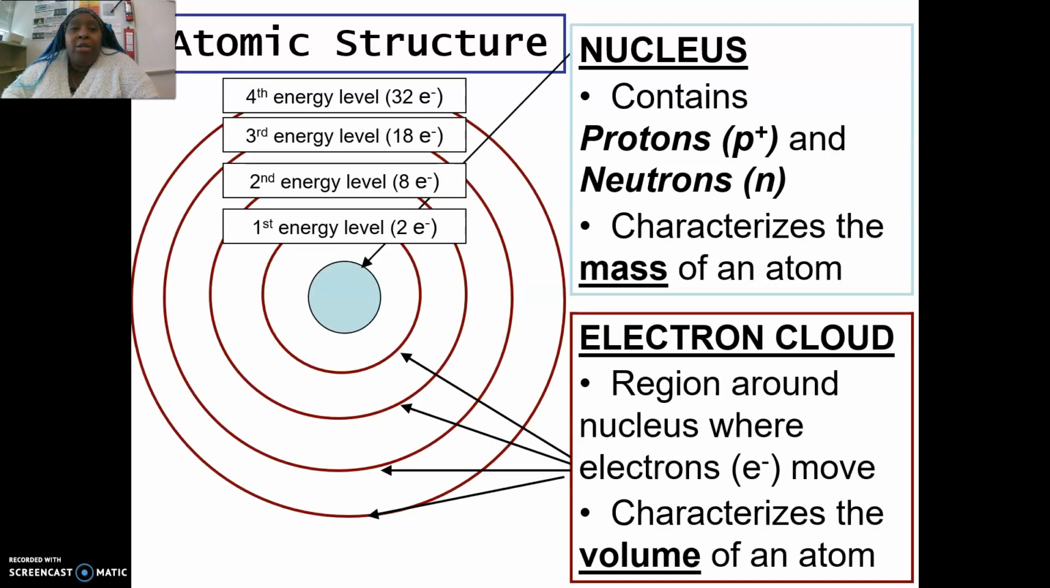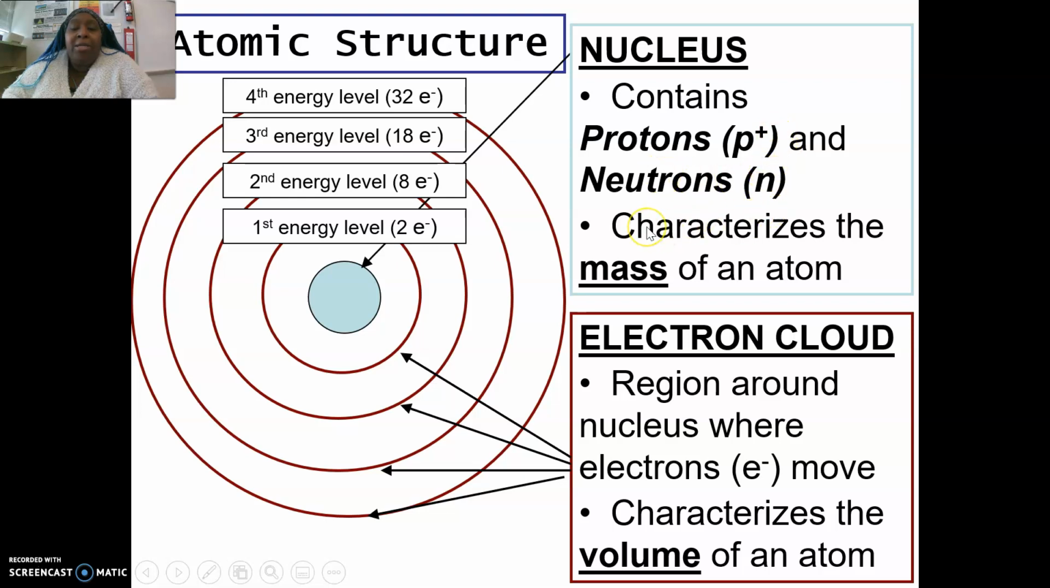So if we take a look at the way atomic structure is, some of these things are a review. We have the nucleus, which is going to contain protons. They're usually represented with a P with a plus on the top, and neutrons just have an N.